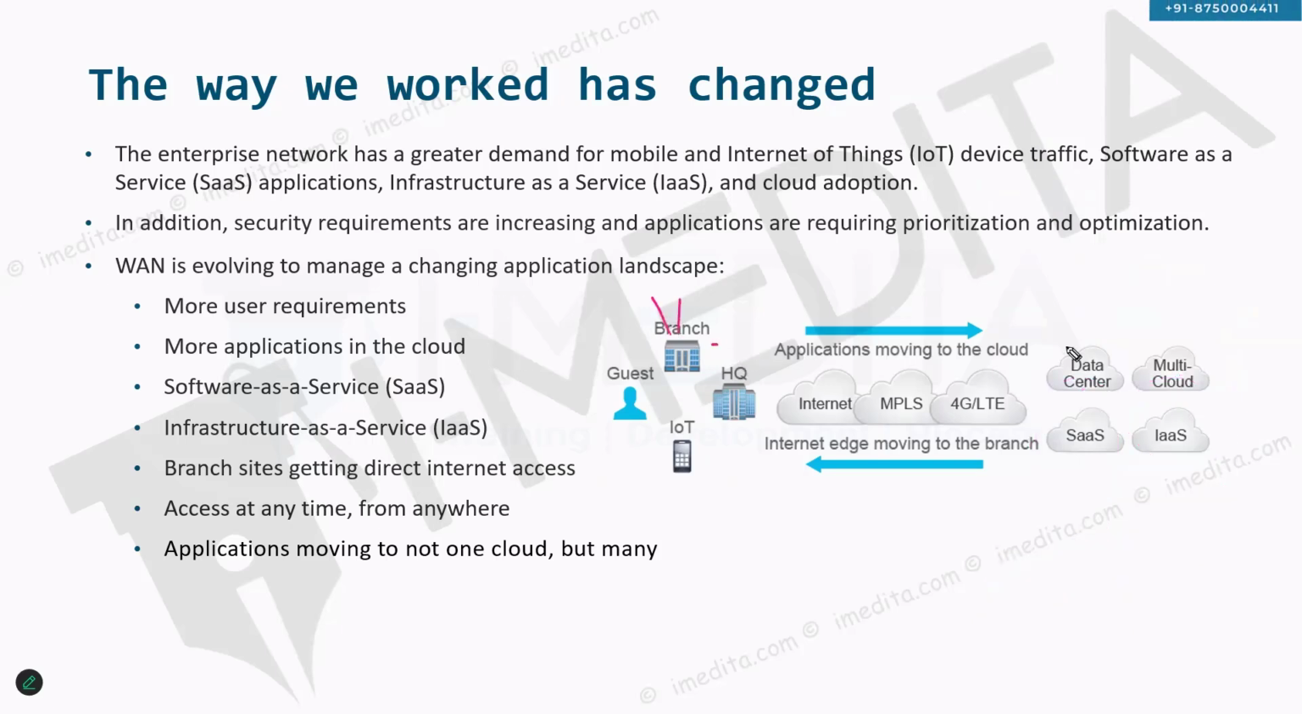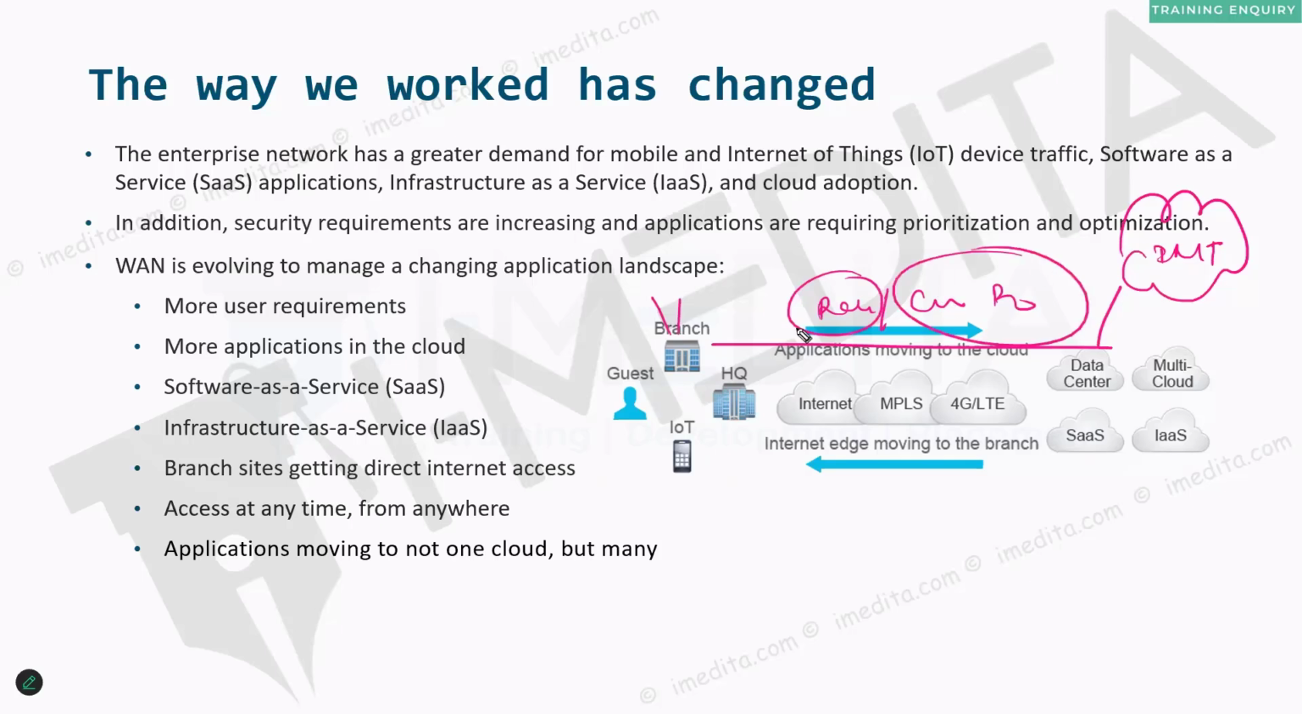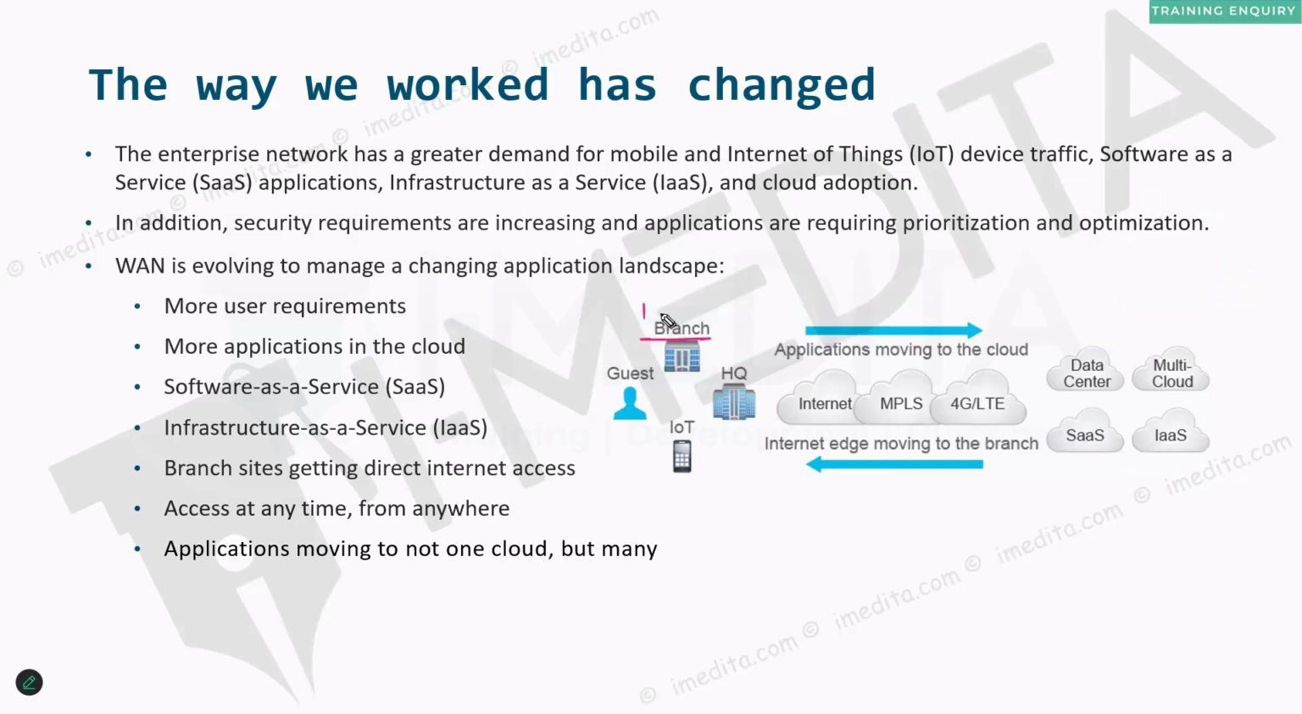Branches no longer need to send all the traffic to the data center and from there access the internet. The concept of regional or central breakout, regional internet access or central breakout. Central breakout basically means from a centralized location, we are providing the internet reachability. That concept is going away as well. Branches are getting what is nowadays called DIA. DIA stands for direct internet access.